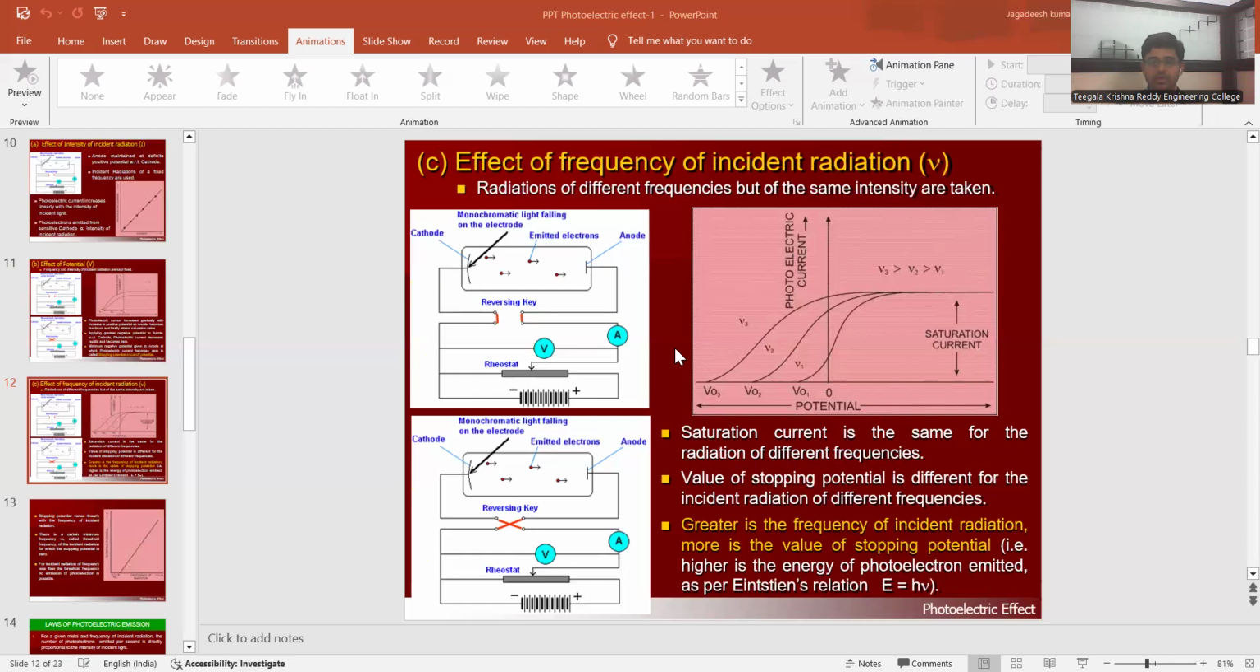Here, the energy of the emitted photoelectron follows the Einstein relation, E equal to hν. That is a characteristic of the frequency of the incident radiation.